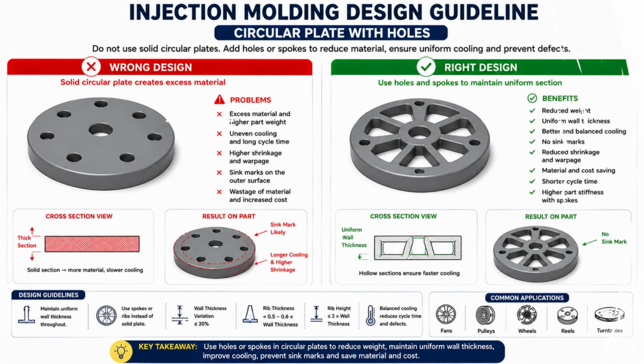Sixth, circular plate with holes. Why do engineers add holes everywhere? A solid circular plate becomes heavy and cools unevenly. Use spokes or holes to reduce weight while maintaining strength and uniform cooling. So, less material doesn't mean less strength.